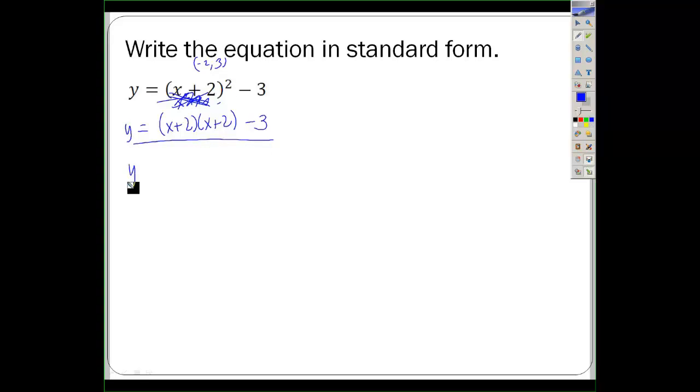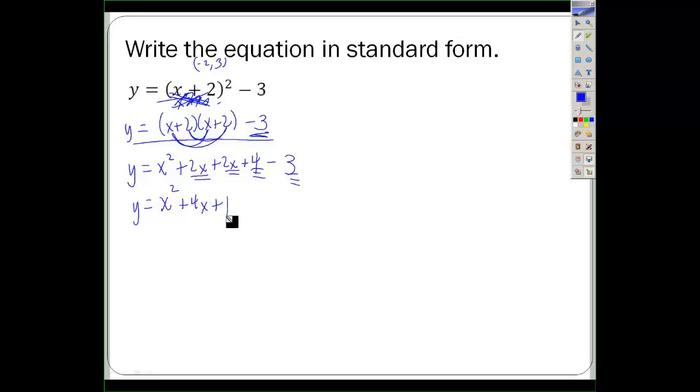Okay? So what I'm going to do is say y equals, I'm going to go ahead and FOIL. X times x is x squared. X times 2 is 2x. 2 times x is another 2x. And then 2 times 2 is 4. And I still have this -3 right here. I'm just going to tack it right on the end because nothing happened to it. All right, now I'm going to add my like terms. I have x squared plus 4x plus 1.